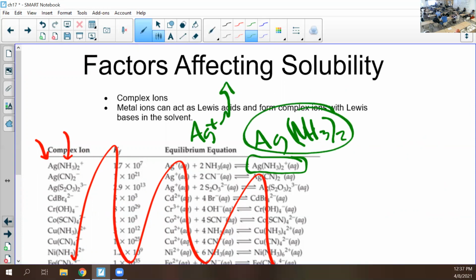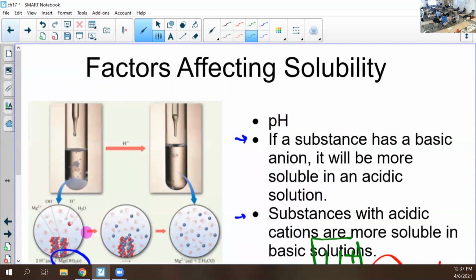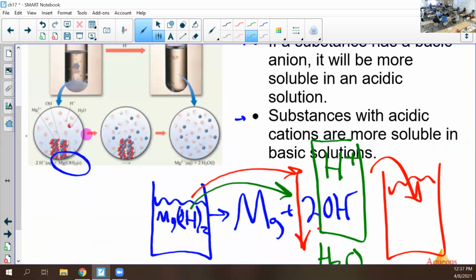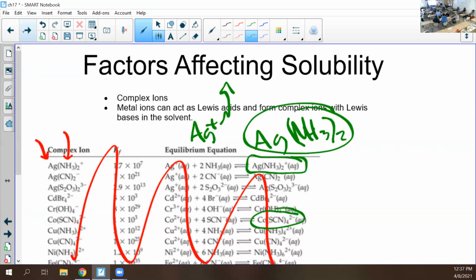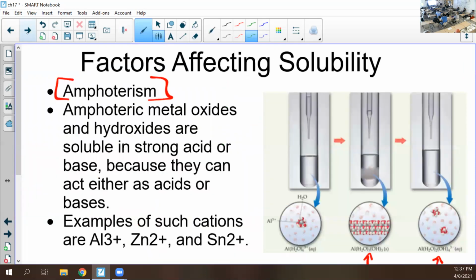But it throws in these things that are weird, like Co(SCN)4. But it's just another way we're affecting the concentration, just like the H bonded with the OH to form water. The silver would bond with the ammonia to form that complex ion. So I wouldn't worry about those.